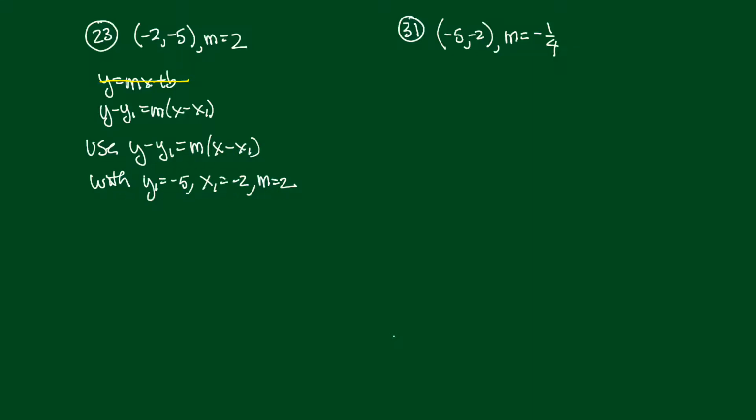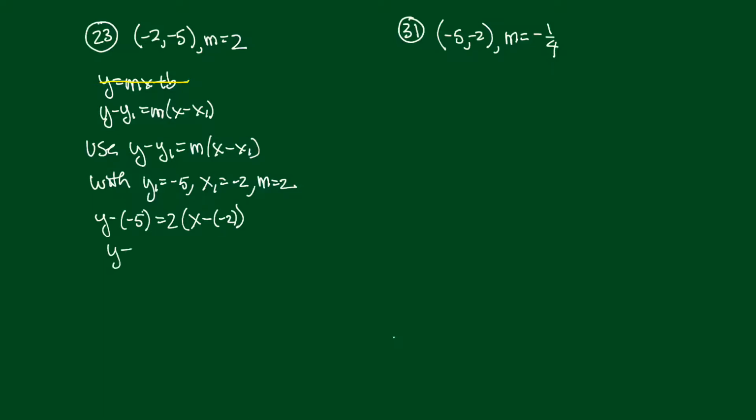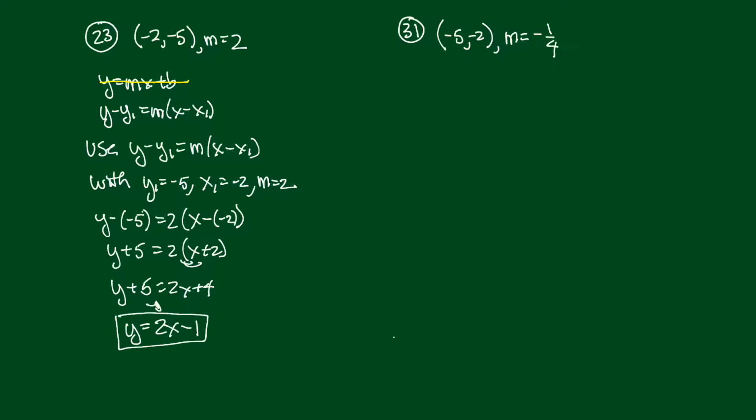Now it's just a matter of substitution, so I'll get y minus y1, but y1 is -5, so be careful with these negatives, equals m, which is 2, times x minus x1, which is -2. Oh boy, be careful there. So I'll get y plus 5 equals 2 times x plus 2, multiply through. We'll get y plus 5 equals 2x plus 4. Let's subtract that 5. So we'll get y equals 2x, 4 minus 5 is -1. There's the equation we're looking for.